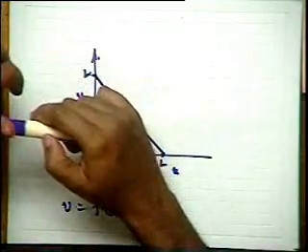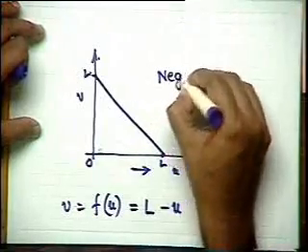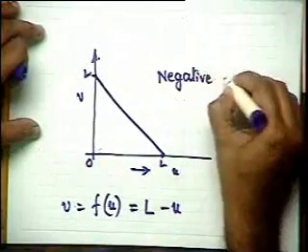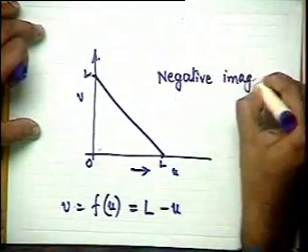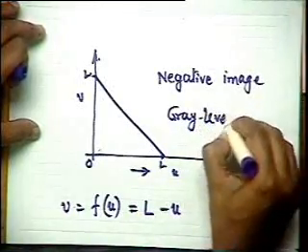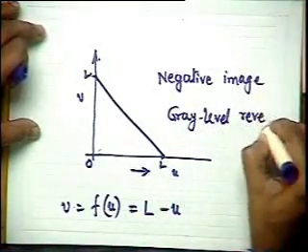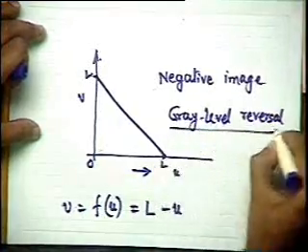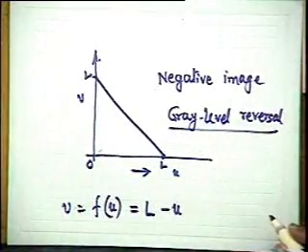Now what is the kind of image that you are going to get? It is a simple negative image. This transfer function results in a negative image, or gray level reversal, I can say.